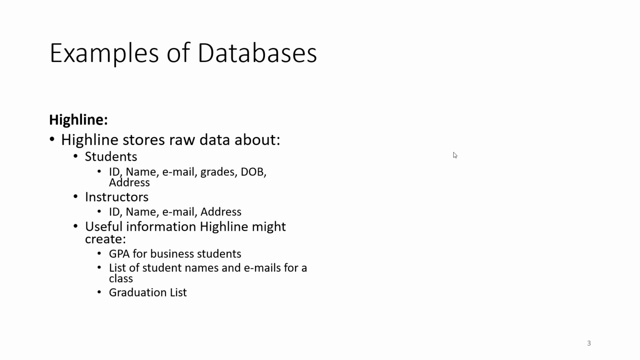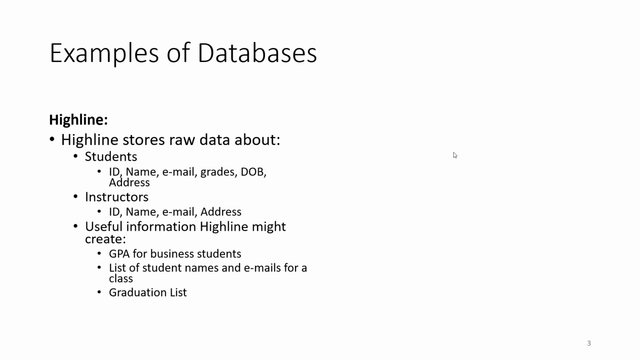In this way, we as instructors are able to get the students' names and emails for our particular classes. Highline can also use the raw data to create a list of all the students that have applied for graduation, or they can also create a graduation list for all the students that have graduated from Highline.